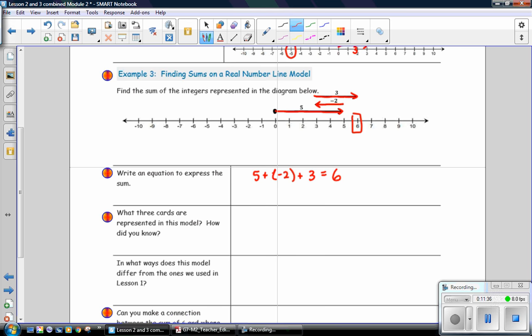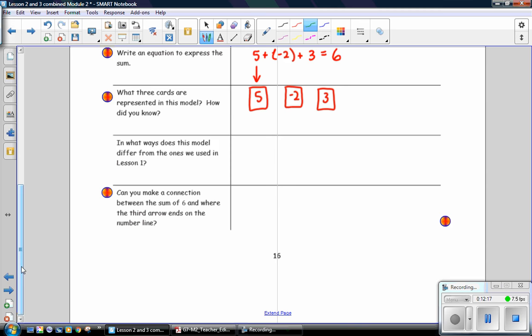What 3 cards are represented in this model, and how do you know? The 3 cards are 5, negative 2, and 3. I know the 5 is positive because the vector is 5 units long and it is pointing to the right. I know that the 2 is negative because the vector is going to the left and it is 2 units long. I know that the third card is 3, and it is positive because it is pointing in the right direction and it is 3 units long.